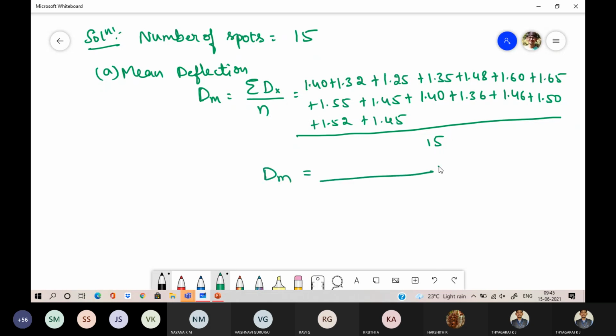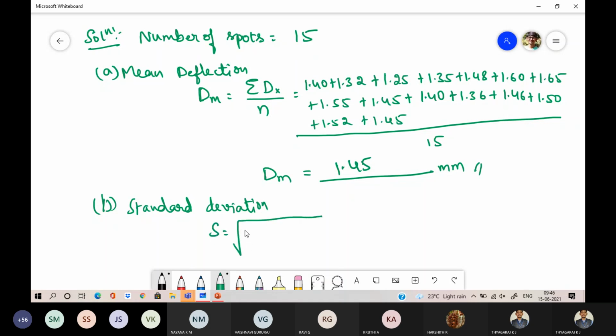dm value in terms of mm. So we have to add all the values and we have to get the mean value. So calculate the mean value. How much you are going to get? 1.45 mm. Next one is the standard deviation. What is the formula for standard deviation? S is equal to square root of, what is the formula?